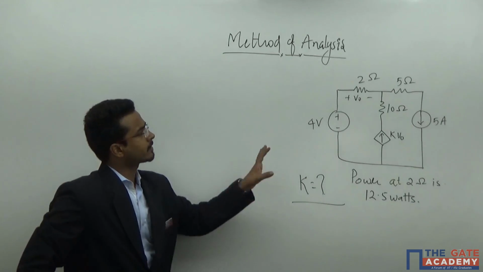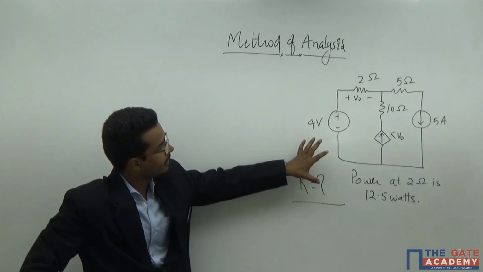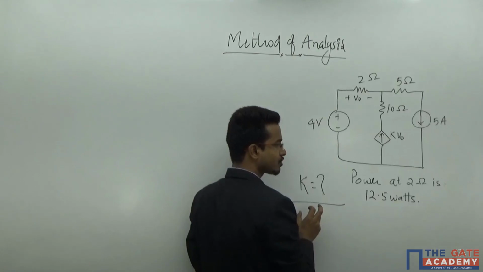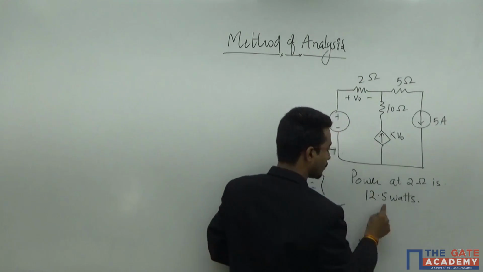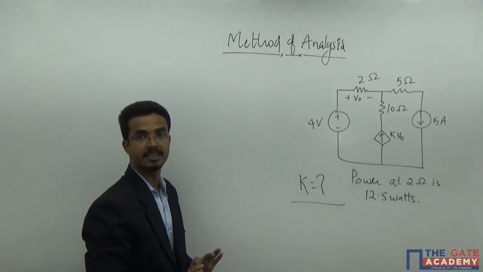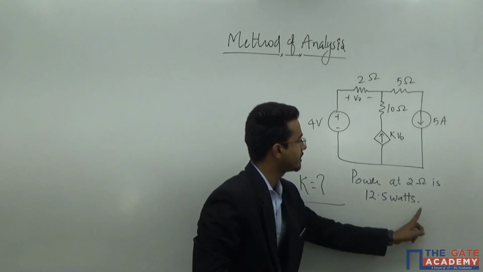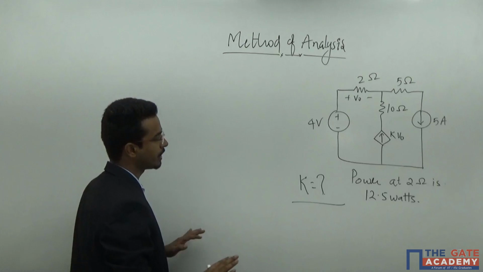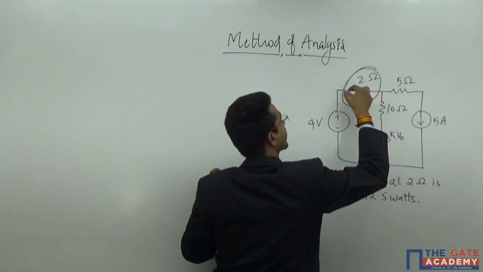Now again, this is also a question on network analysis, and here we have to calculate the value of K for which the power across this is 12.5 watts. They have provided this data only, and you have to calculate for which value of K this will be satisfied. Again, we do not have to worry about the rest. They have provided the power across this.